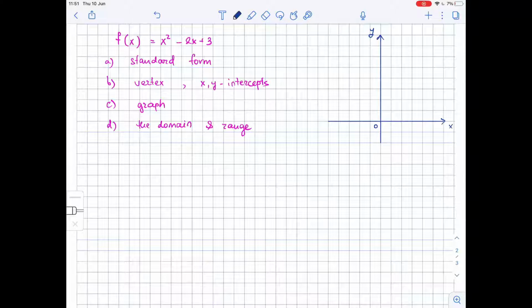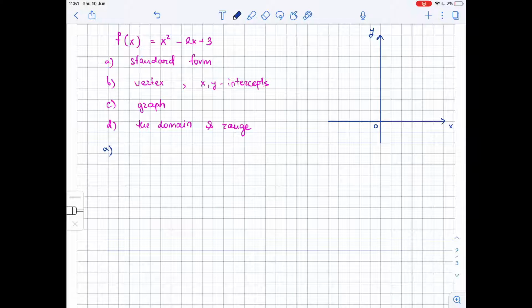So we have a quadratic function f of x equals x squared minus 2x plus 3. And we need to find the following information about this function. First of all, we need to write it down in standard form. Then we need to find its vertex and x and y intercepts. We also need to graph it, and we have to find the domain and the range of this function.